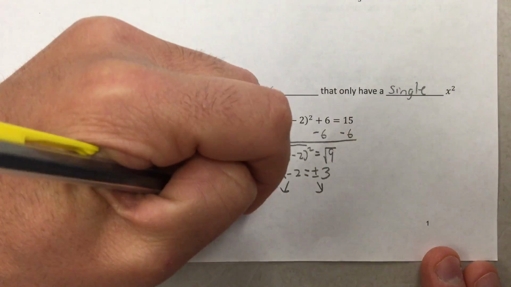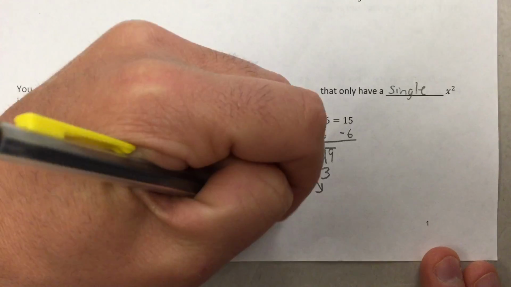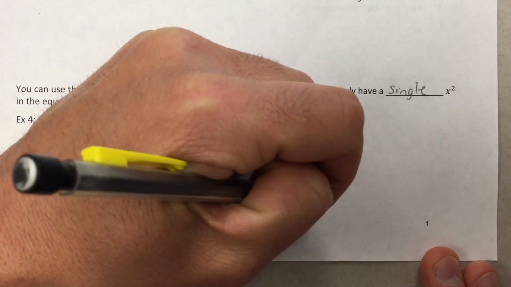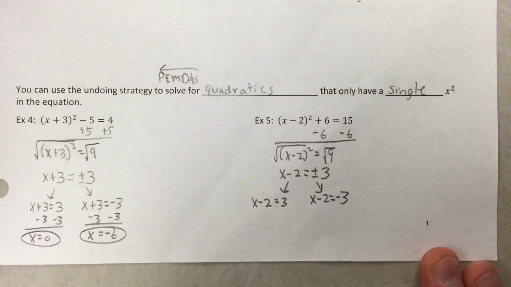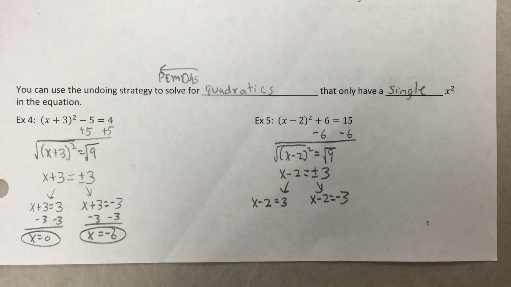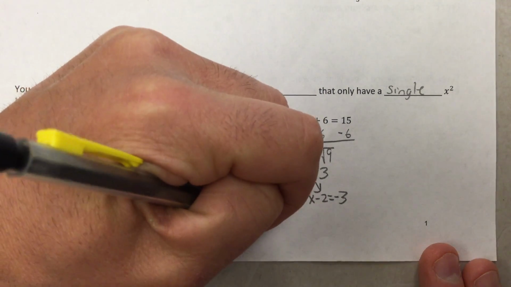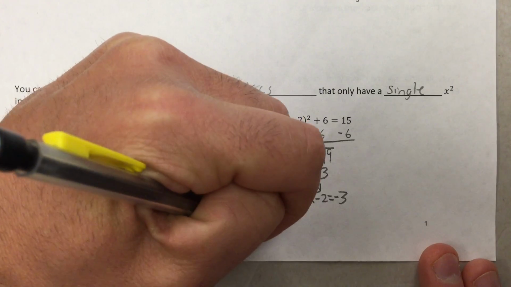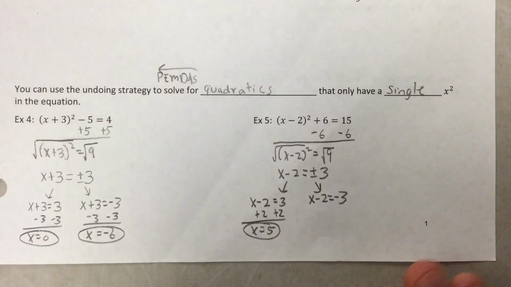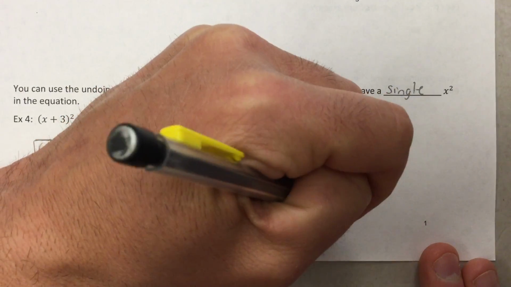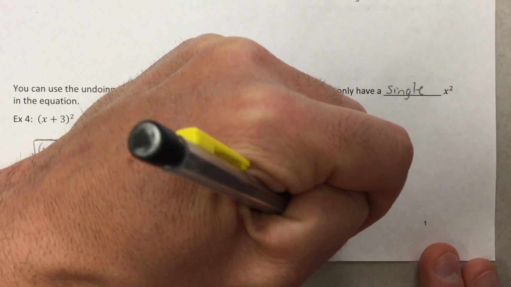And again, I'm going to break it now into two separate problems. x minus 2 equals positive 3, and x minus 2 equals negative 3. And so we'd add 2, and we get x equals 5. And then we would add 2 again, and get x equals negative 1.